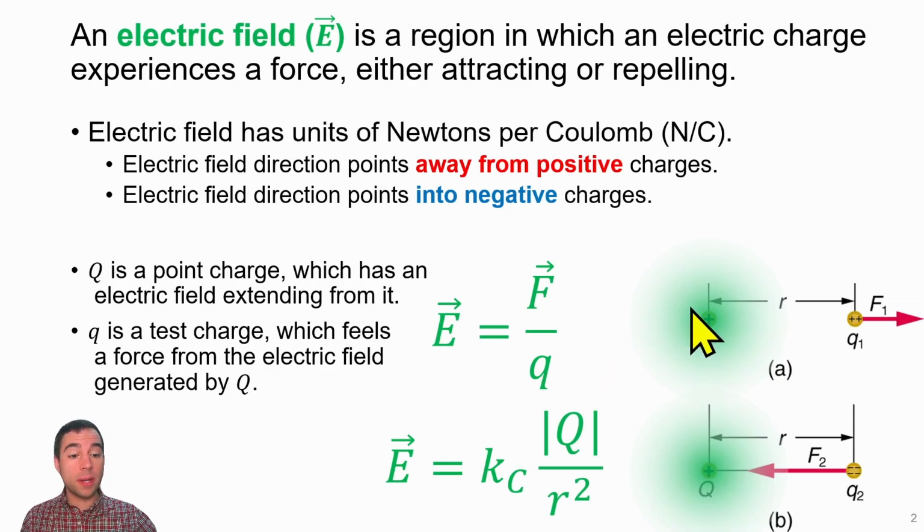And the electric field points away from positive charges and into negative charges. We'll take a look at that again in the next slide as well, but there is a direction to it. Electric field is a vector. And similar to what we talked about last time, we use a capital Q to indicate the point charge that generates the electric field, and we use lowercase q to indicate the test charge that feels a force from the electric field. This test charge will always be positive, so we always want to think about where a positive charge would go or what force it would feel based on the electric field that it's in.